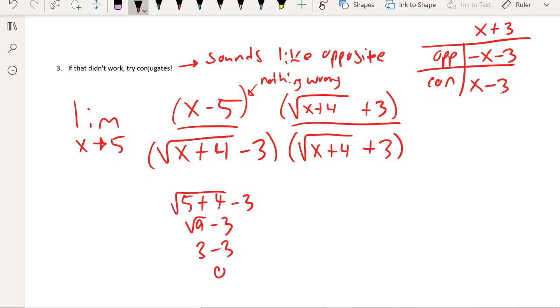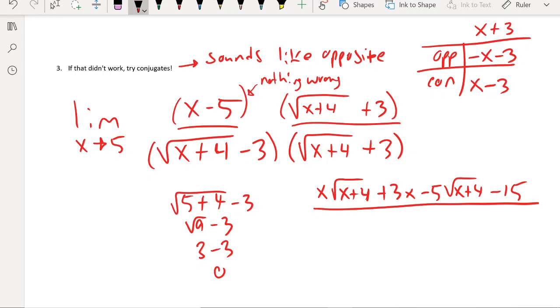So on the top, I'd have x times the square root of x plus 4. Outer times the outer, x times 3, so plus 3x. Inner times the inner, minus 5 times the square root of x plus 4. And then last times the last, 5 times 3 is 15, but it's a minus.